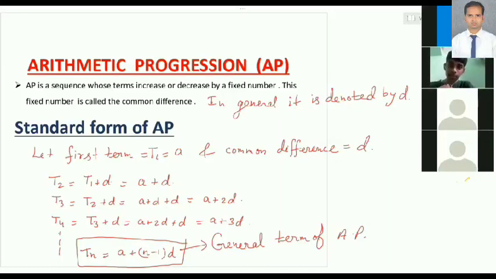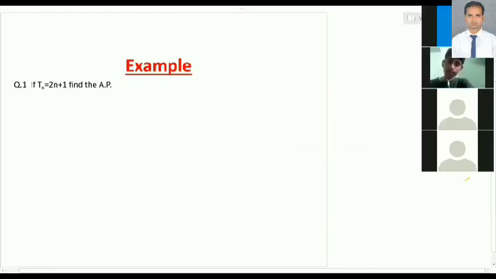Completed, sir. Okay. So see here we have taken one example, a very easy thing. They have taken that if Tn is 2n plus 1, we need to find the AP. You have to substitute n equal to 1, you will get T1. Substitute n equal to 2, you will get T2. Find out, all of you. Odd numbers, very good, starting from 3.